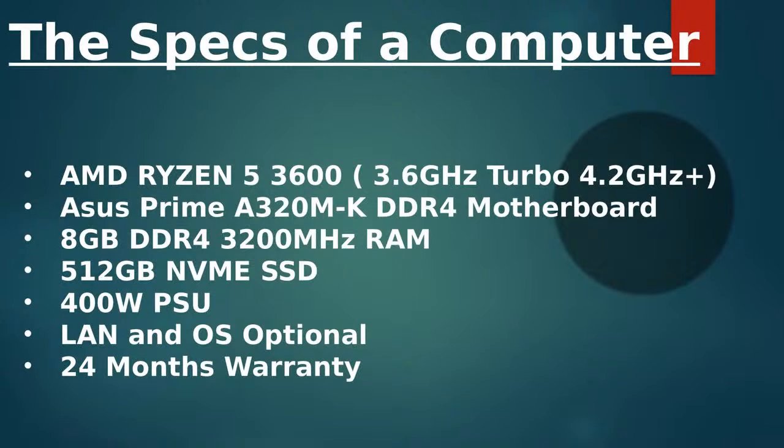The power supply, what does it do? It supplies power to the motherboard and the components of your PC. Then they mention here at the bottom, LAN and OS optional. What does that mean? It means that if you want this, they can include a network card and an operating system. That is not part of this bundle. It is an optional extra. And then you get a 24-month warranty, and they can ask you questions related to that. So that's just one aspect, and you can see as I'm going through how many questions can actually come from there.